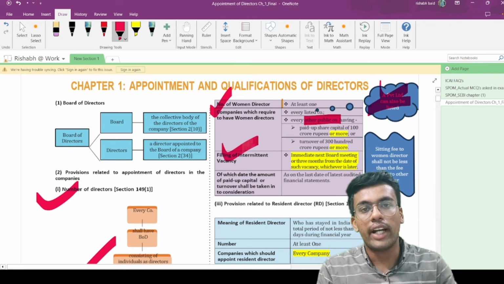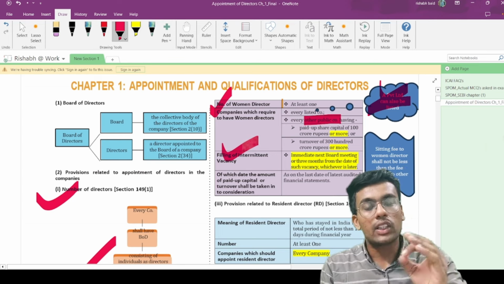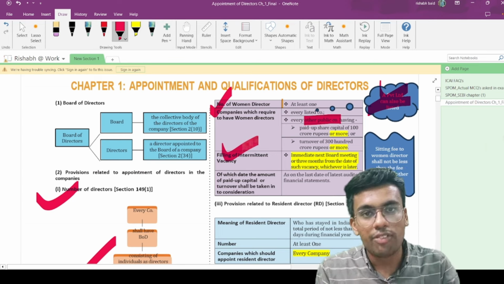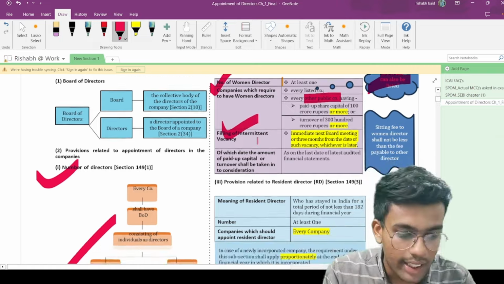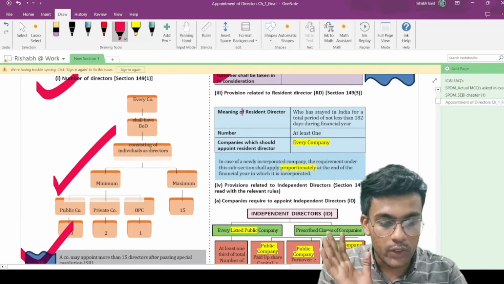The 3 months will end on 21st of October, and let's say the board meeting happens on 30th of November. So the maximum time limit up to which the vacancy should be filled is 30th November, whichever is later criteria is applicable. Now this one you read yourself. The last audited date of financial statement should be considered.